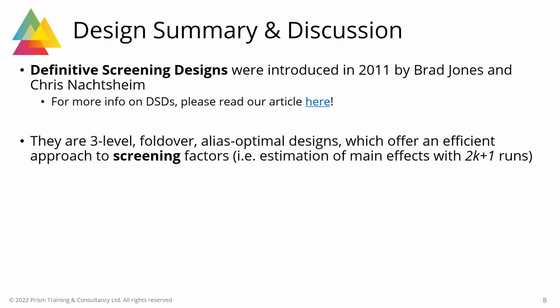They allow us to screen our factors fairly efficiently. That is, they allow us to estimate the main effect of our factors with just 2k+1 runs. So if we have k factors, we know straight away that we can estimate the effects of those factors fairly quickly and fairly easily.